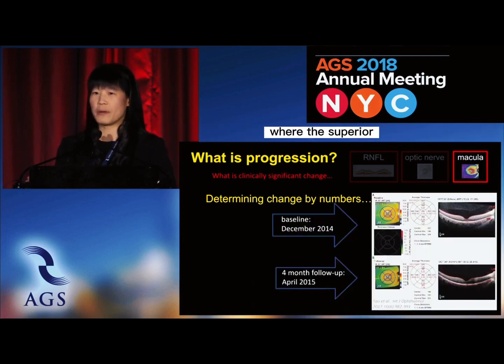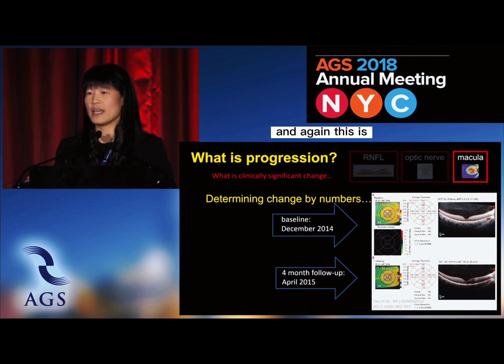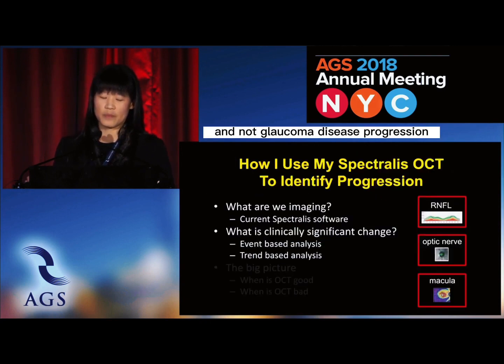Here's a patient where the superior retinal thickness is 317, then it decreases in the bottom scan to 315, which is only a 2 micron difference. And again, this is more likely intertest variability and not glaucoma disease progression.